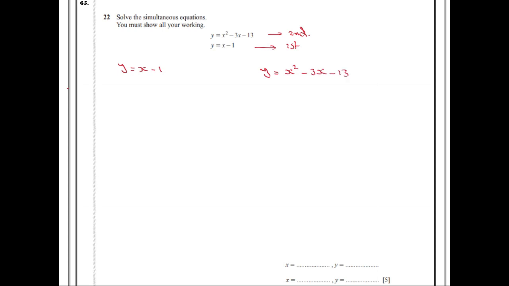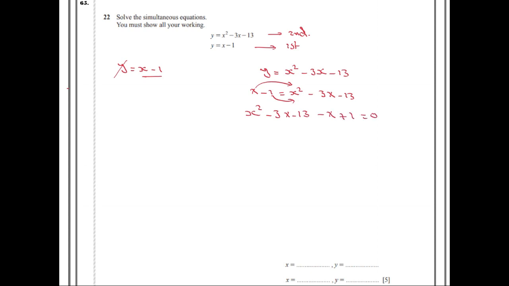By substitution we will substitute y by x minus 1, يبقى y equals x minus 1 equals x squared minus 3x minus 13. Now let's arrange the equation and make it equal 0. We will send the x with different sign, or negative 1 with different sign. x squared minus 3x minus 13 minus x plus 1 equals 0.